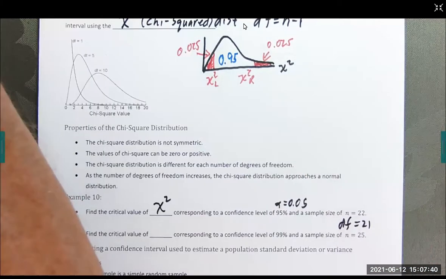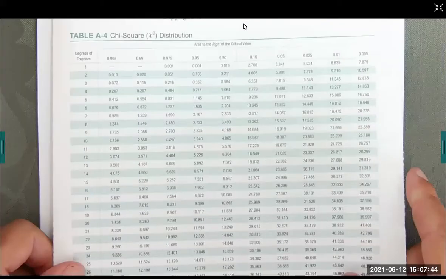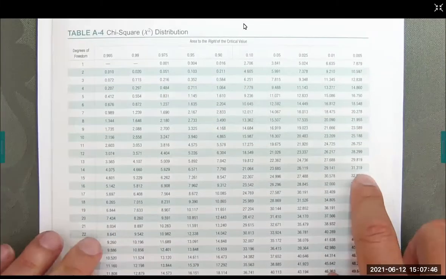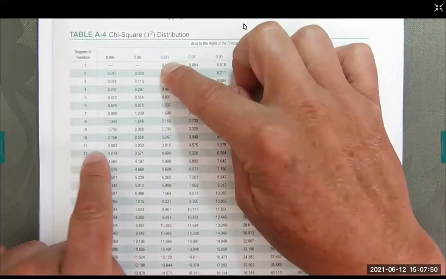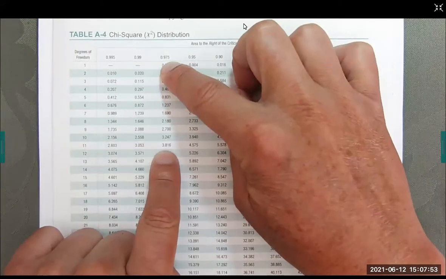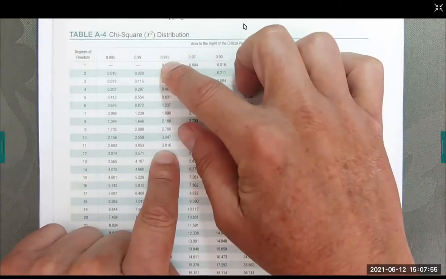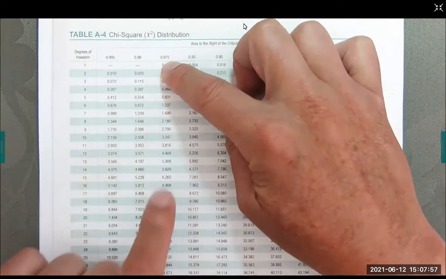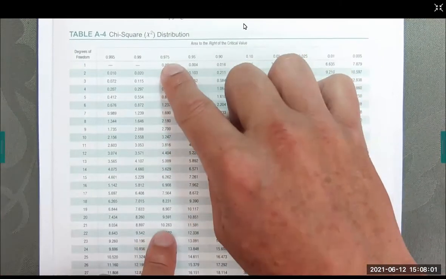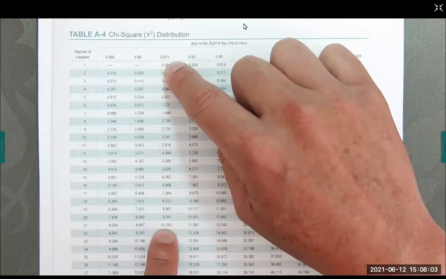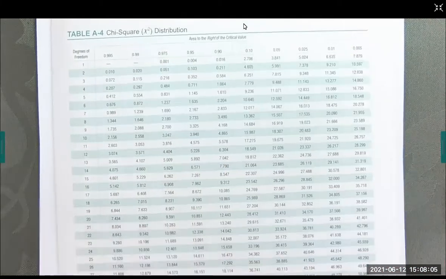Degrees of freedom of 11. And here we go. So the area to the right is 0.975. That's here. Degrees of freedom is 11. That means we are here. This is going to be a 21, not 11. For our degrees of freedom, that's 10.283.